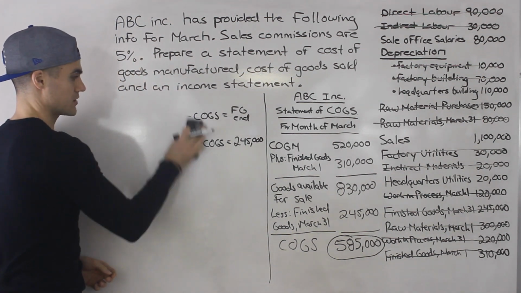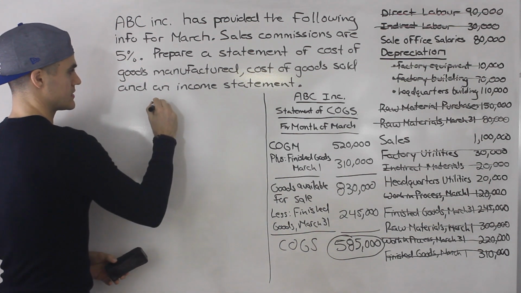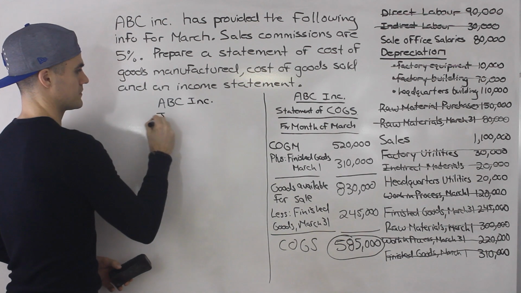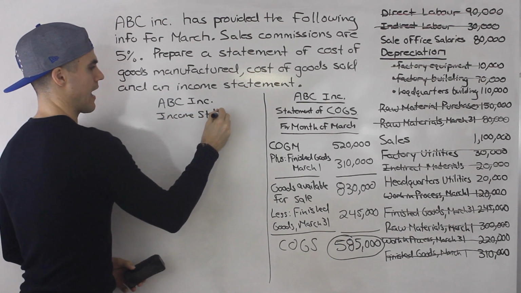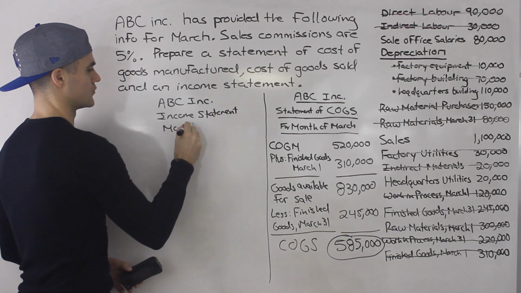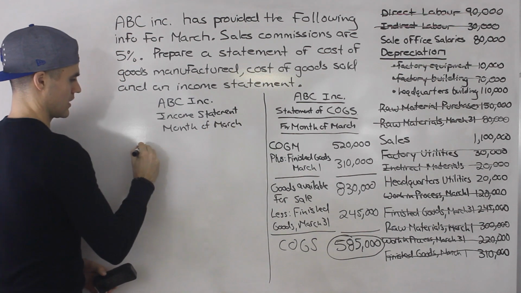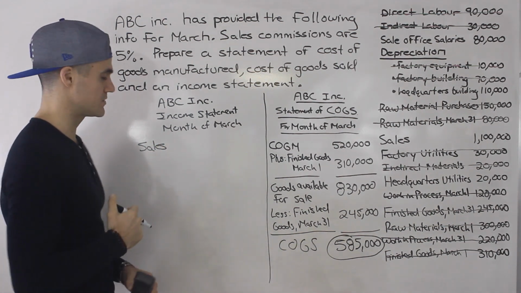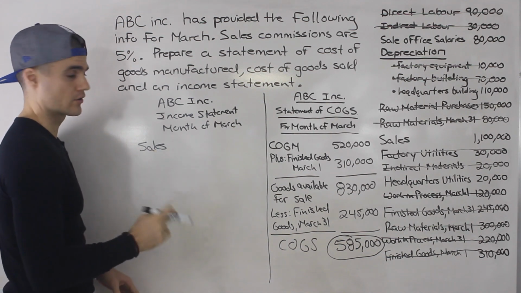So the income statement I'm actually going to make over here. So we got ABC Incorporated. We got the income statement. And this is going to be for the month of March. Okay, so the income statement, there's going to be different formats that you're going to run into depending on what textbook you're using. I'm going to use a certain format. Basically, the order is the same.